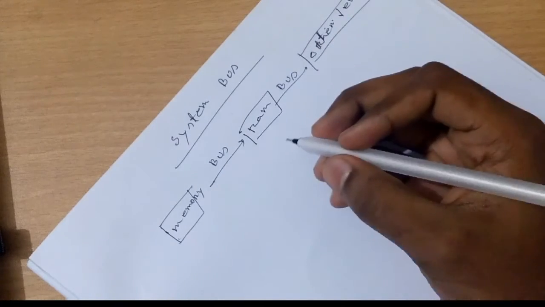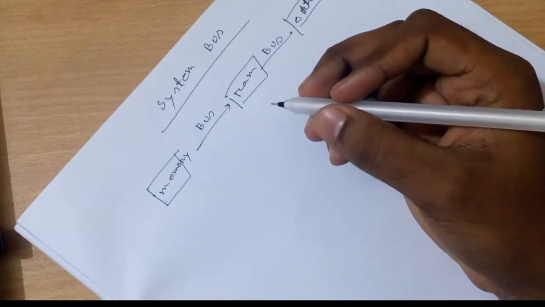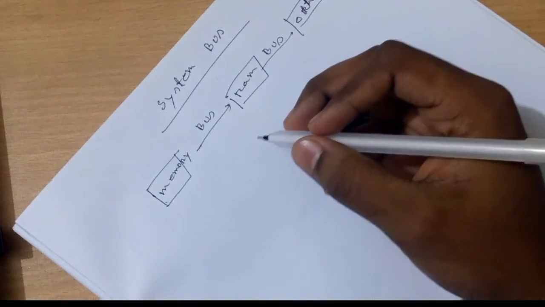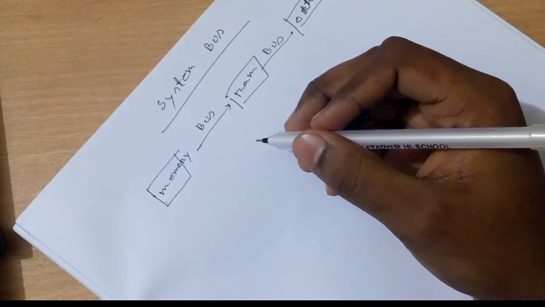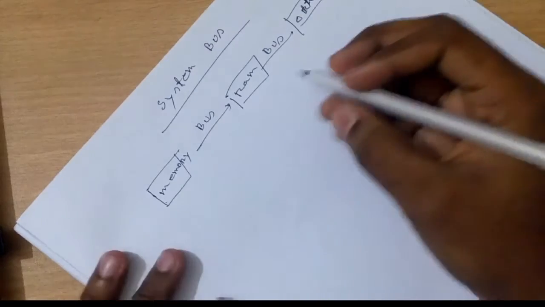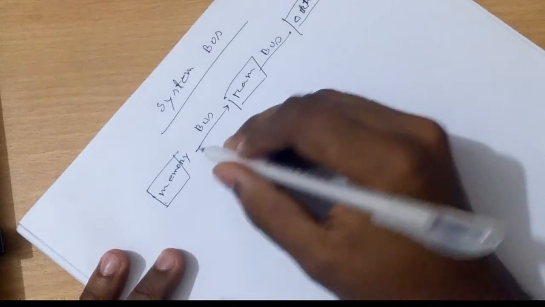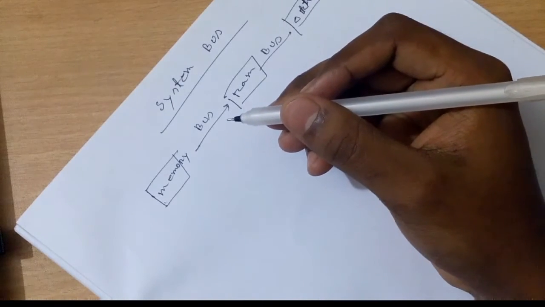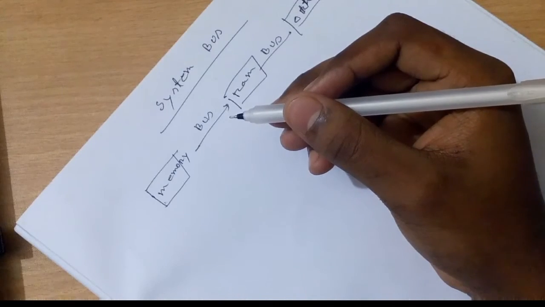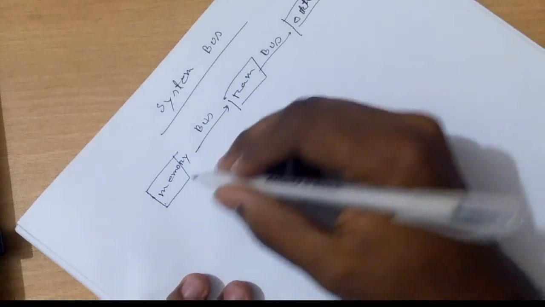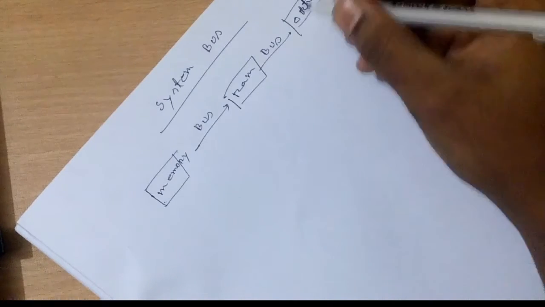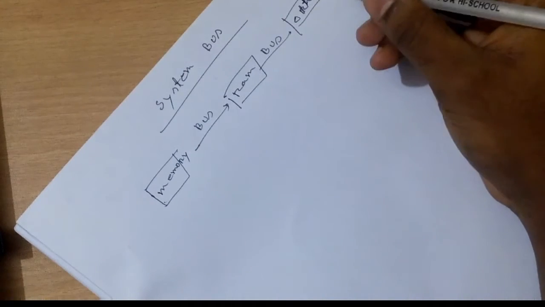If you look at the motherboard, you can see the whole network of lines and electrical wires that join the different components. These are called buses. And what is a bus? A bus is a communication pathway that connects two or more devices.